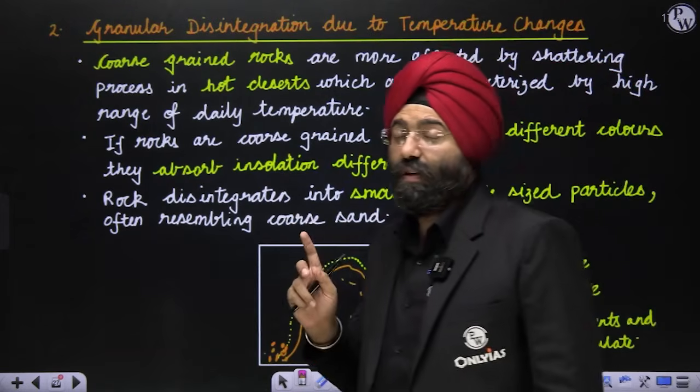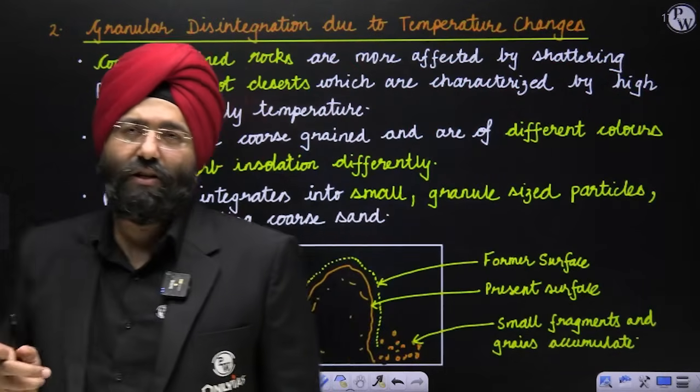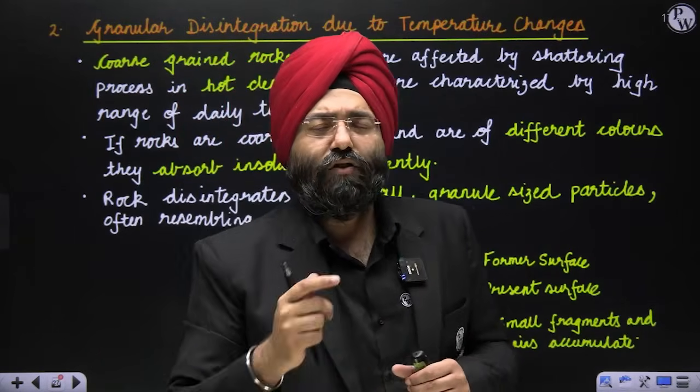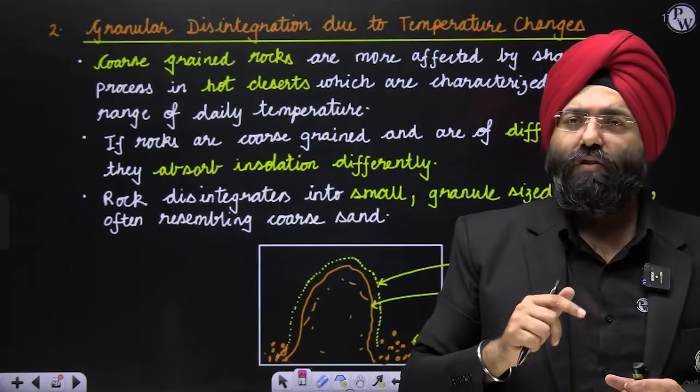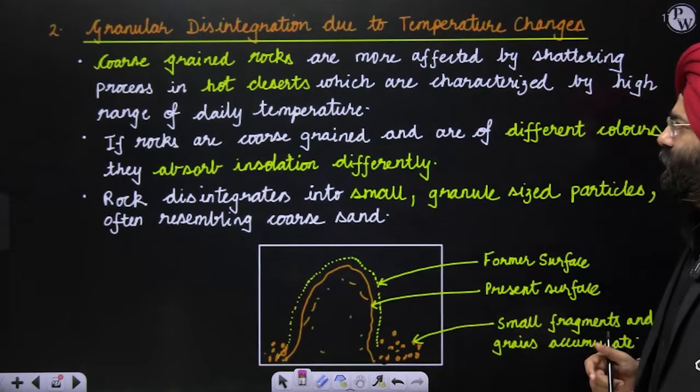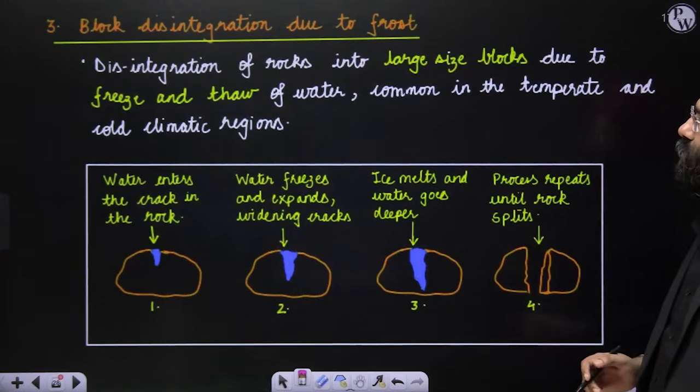Again, the conditions might be very similar in the case of block disintegration and granular disintegration. The only difference, majorly, will be because of the type of rock, the composition of the rock, and the texture of the rock. That is what is making the difference here. Okay, let's move ahead. Block disintegration due to frost.